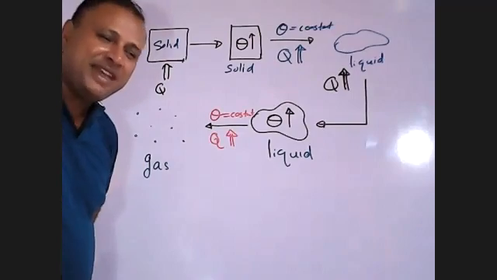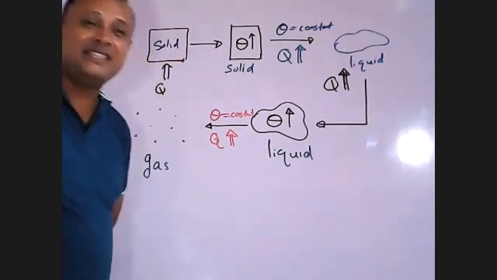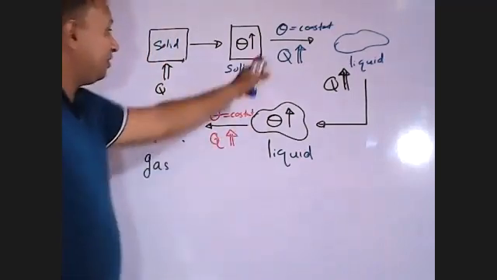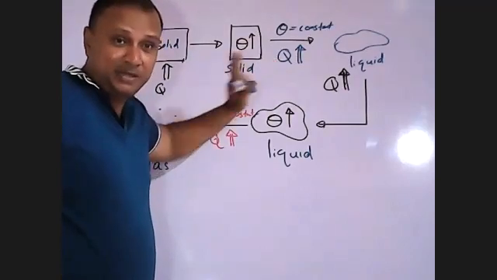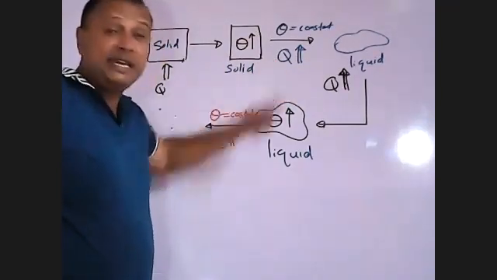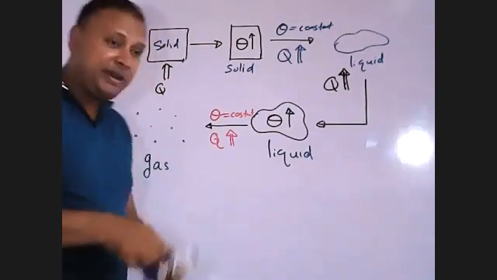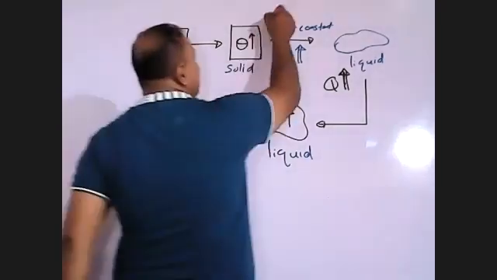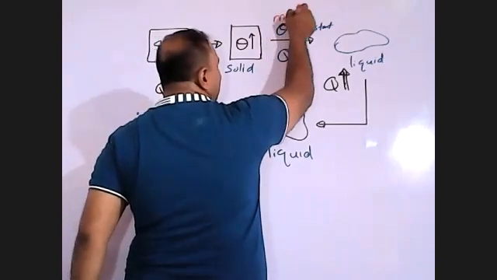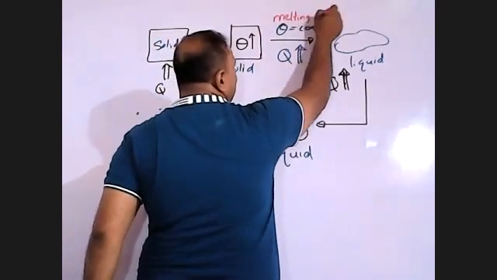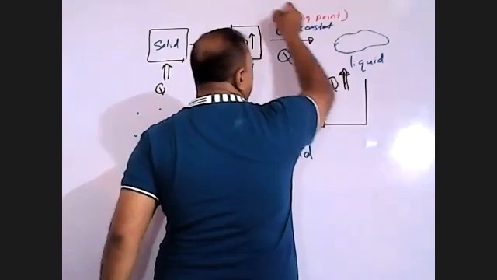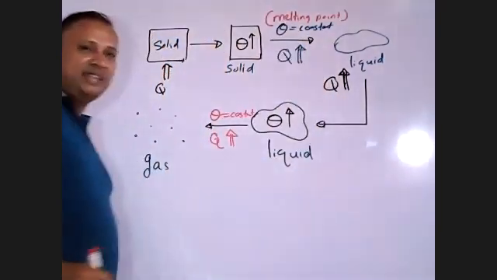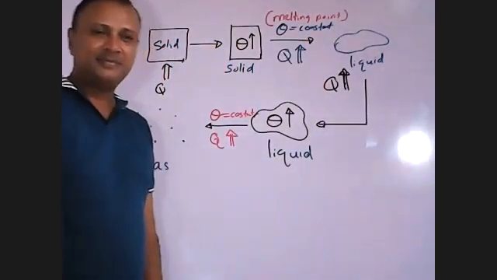the melting point and the boiling point. It's called the melting point. No, this constant temperature, not the latent heat, not the heat. The temperature is called the melting point.